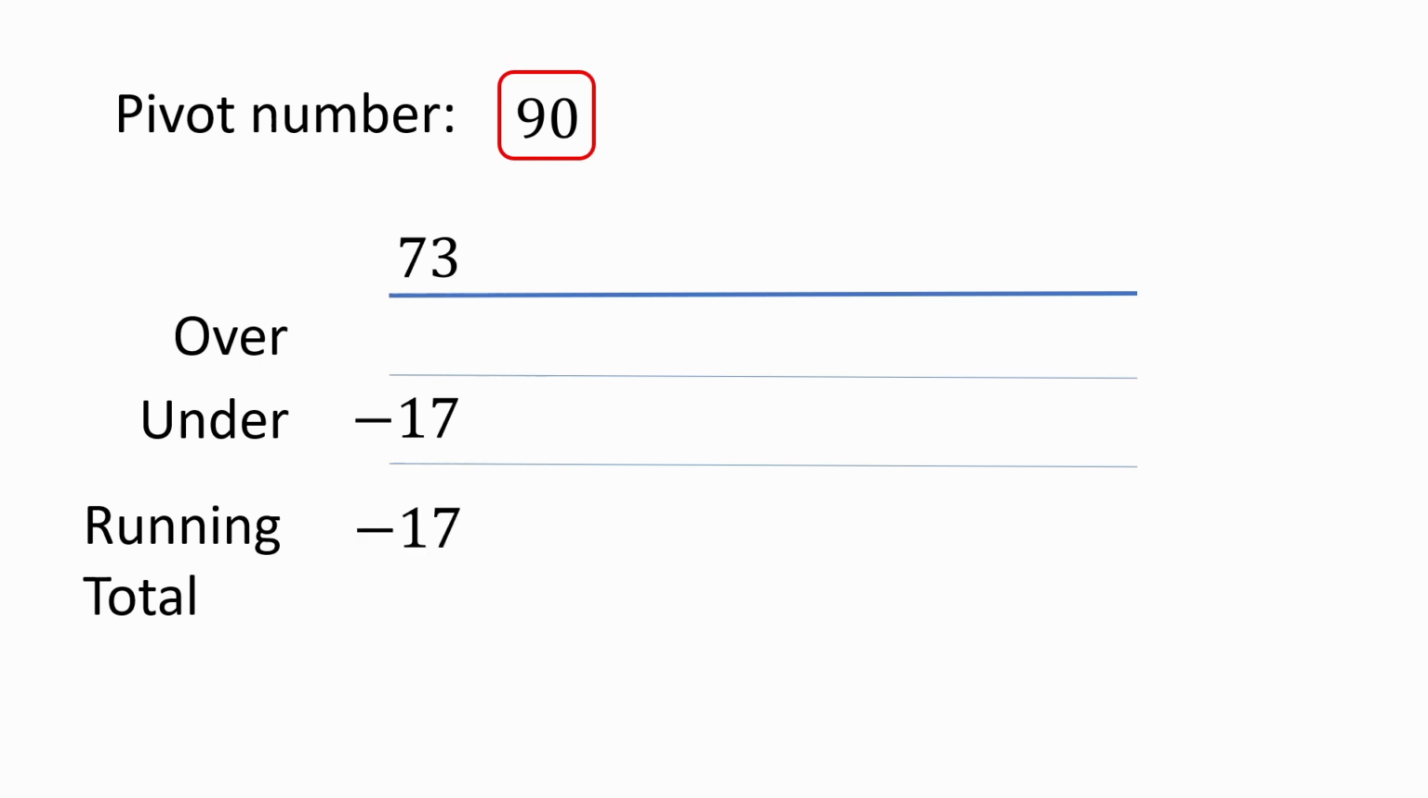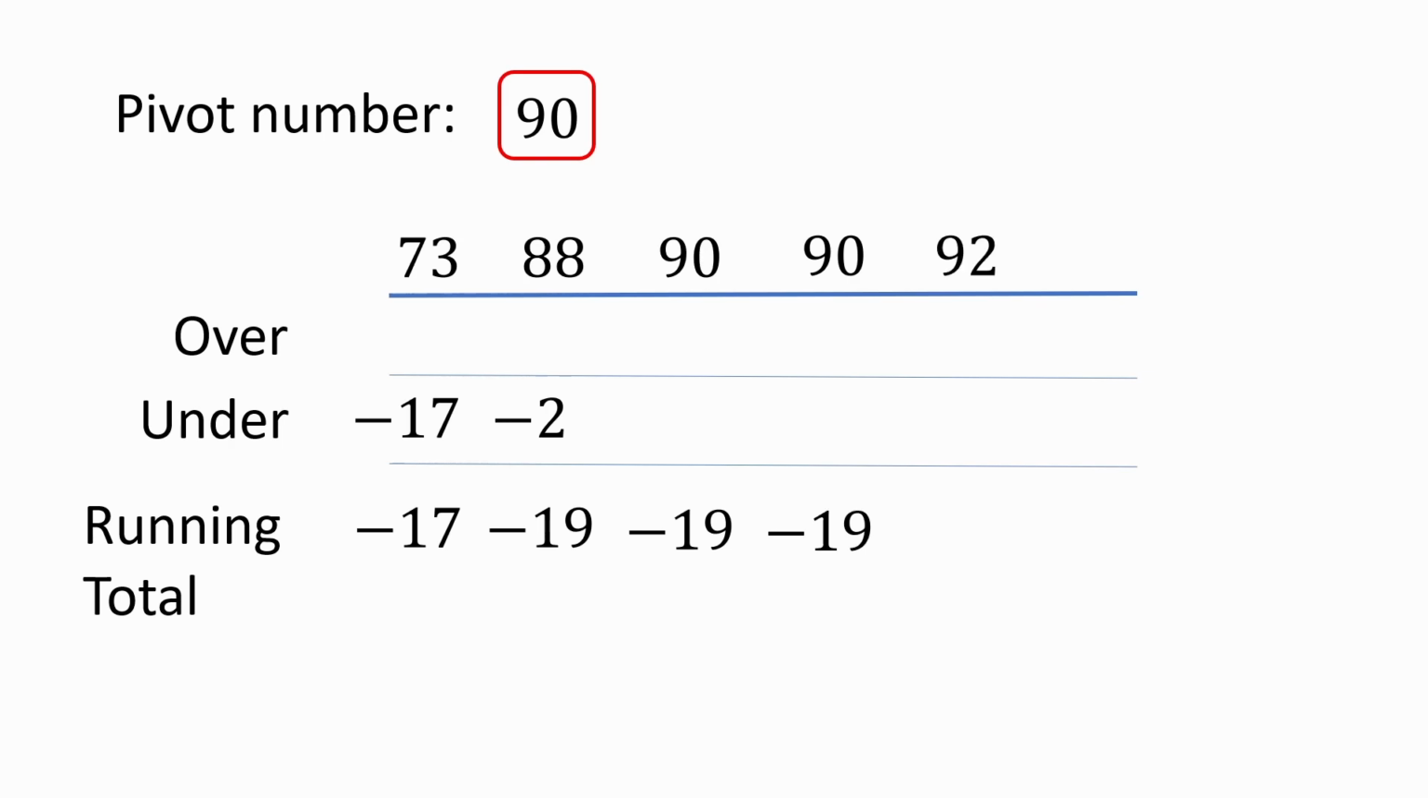The next score was an 88, which is 2 under. Our running total is negative 19. Now come the two 90s. Since they are equal to our pivot number, we don't have to record anything, and our running total stays the same at negative 19. 92 is next, which is 2 over, so that gets recorded in the overs. Our running total has increased by 2, so now we're at negative 17.